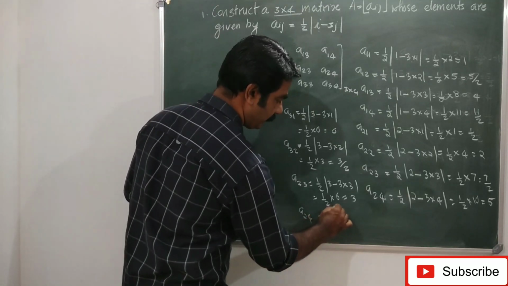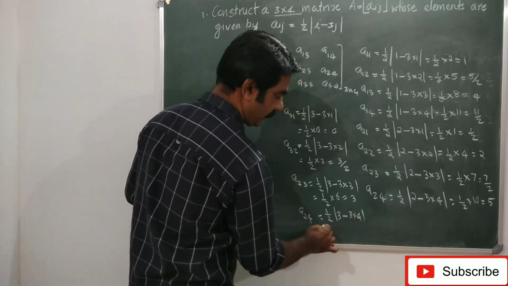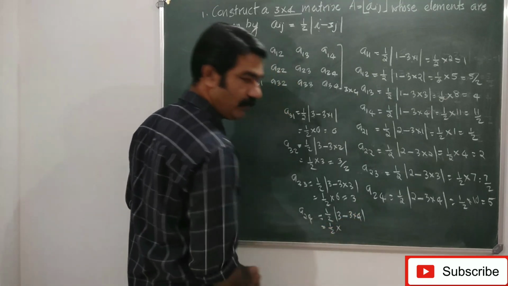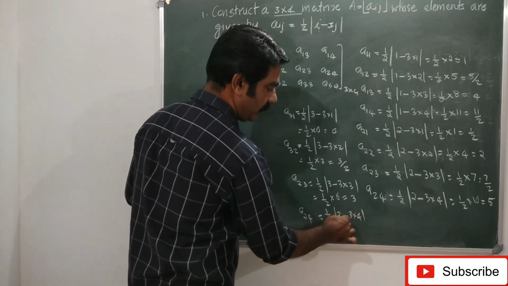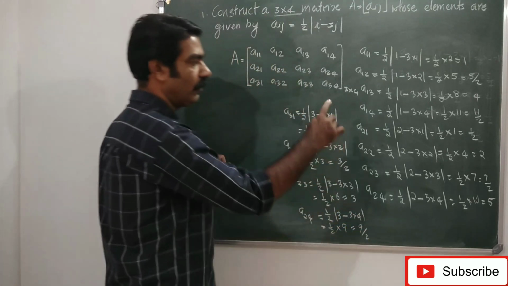Now a34, the last element, is equal to half into mod (3 minus 3 into 4). That's equal to half into, 3 4s are 12, 3 minus 12 is minus 9. So it is 9 by 2. So we got all the elements.